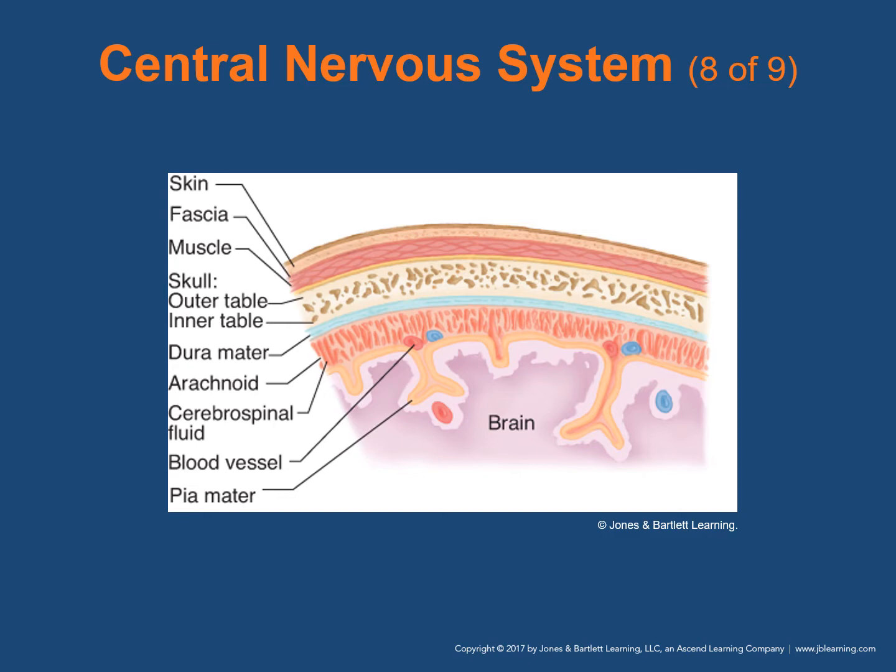This figure shows the layers of the protective coverings surrounding the brain. So you see it from the outer skin and fascia all the way down through the pia mater. So make sure that you commit this slide also to memory and understand the structure of the protective layers.